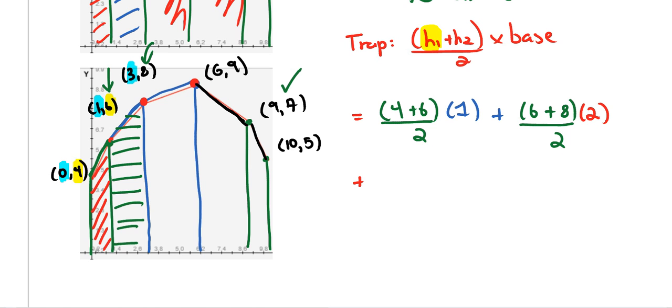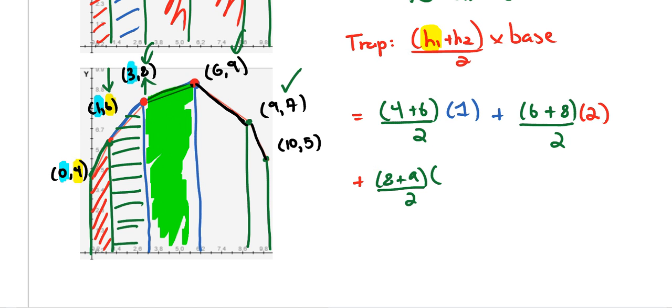Plus the trapezoid for the next one here, this part in green. What is h1? Well, h1 is now going to be 8, plus h2, which is going to be 9. Divide by 2 times the base. The difference between 6 and 3 is 3. So 8 plus 9 times 3 divided by 2.